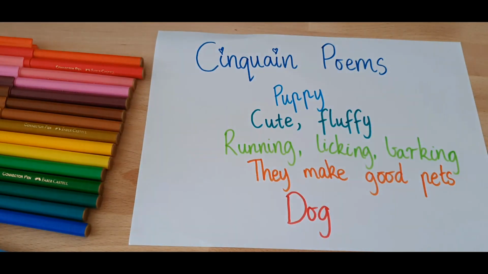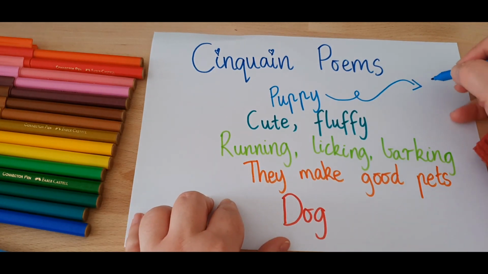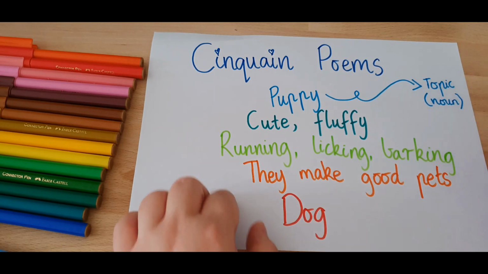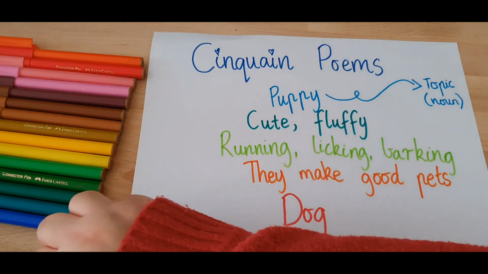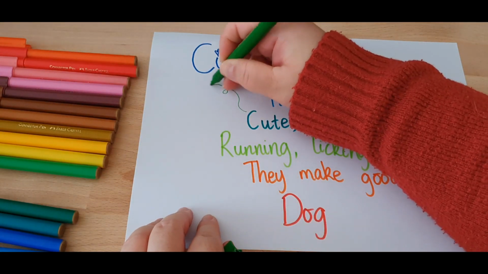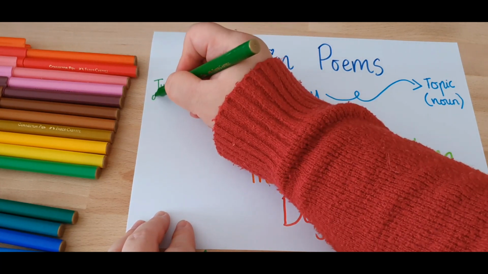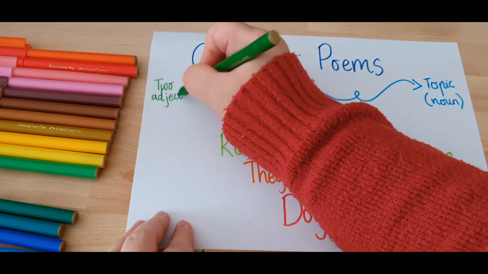Okay, now let's look at the structure of a Cinquain poem so that we can understand why each line has those words in it. Your first line is just one word, and that is your topic, so it's a noun. It has to be a person, place, or thing. Your second line has 2 words, and they are 2 adjectives that describe your noun.